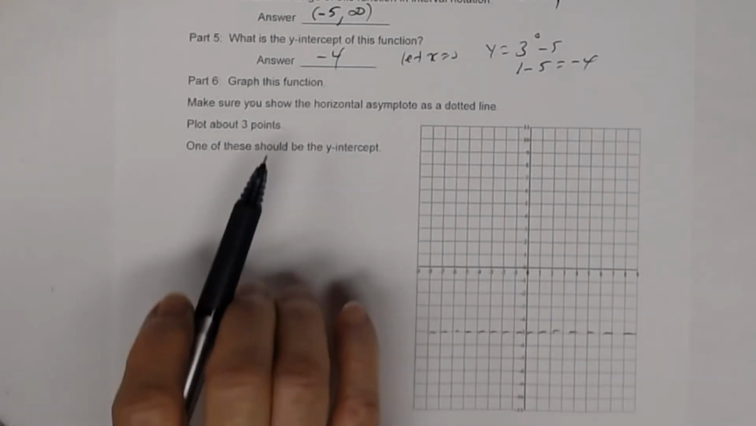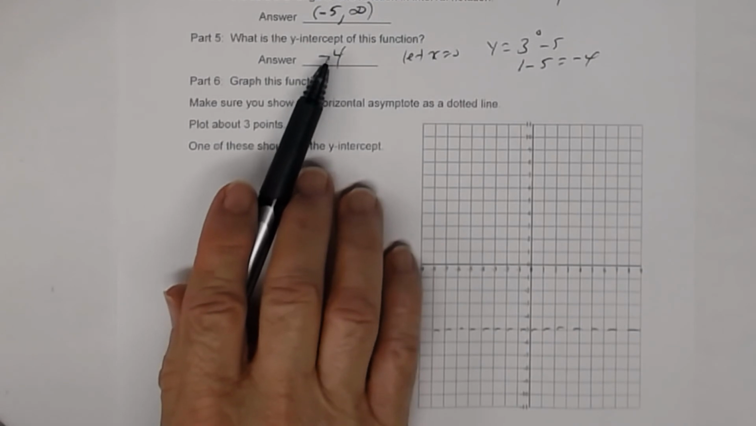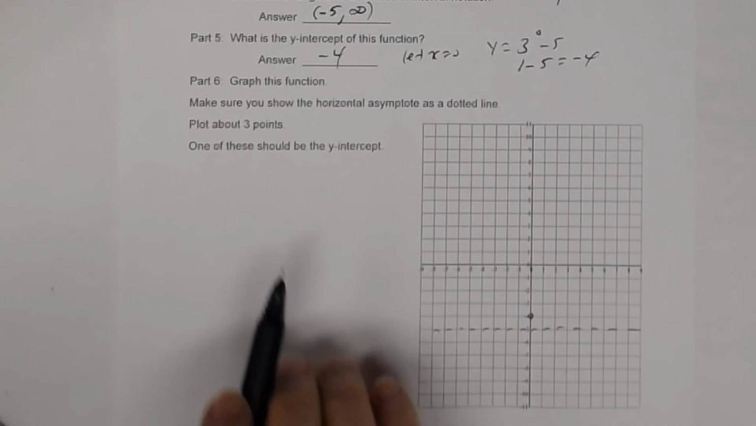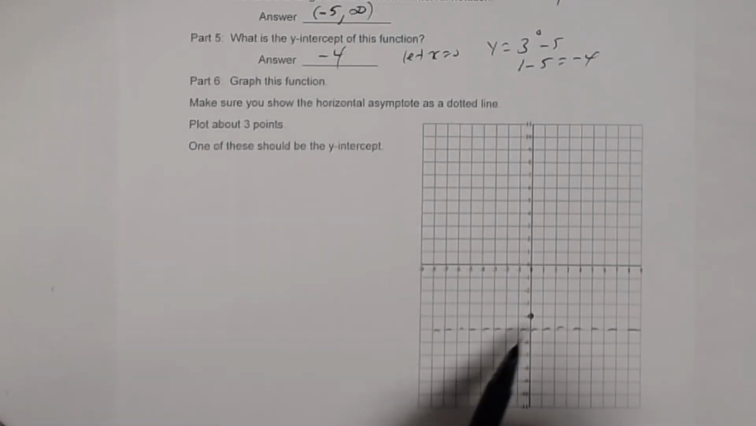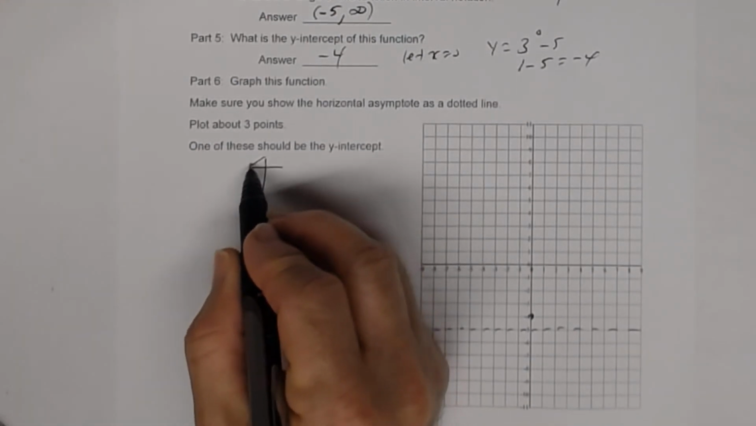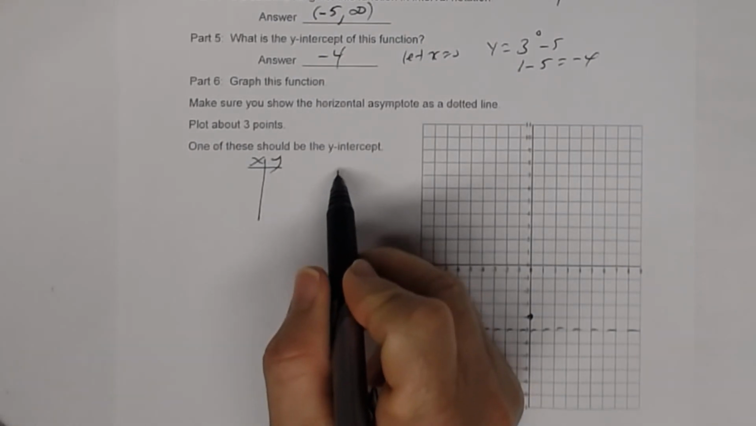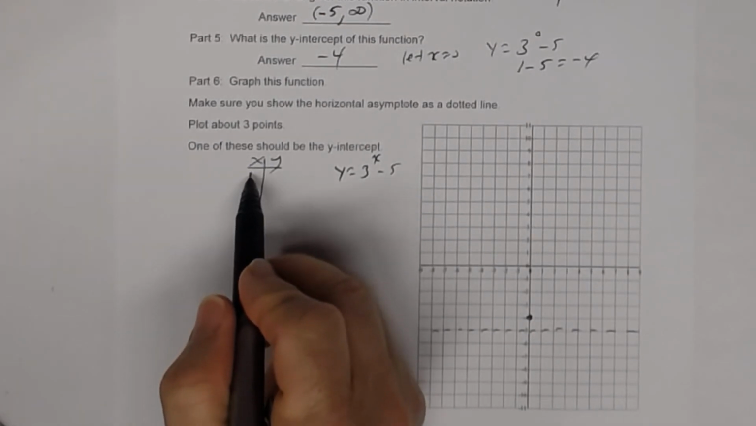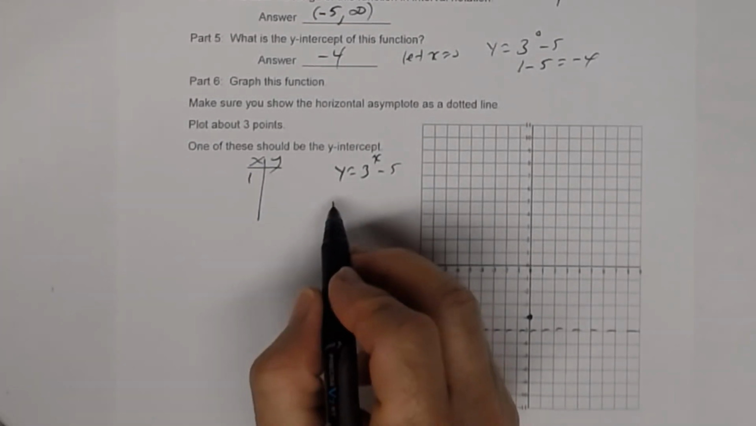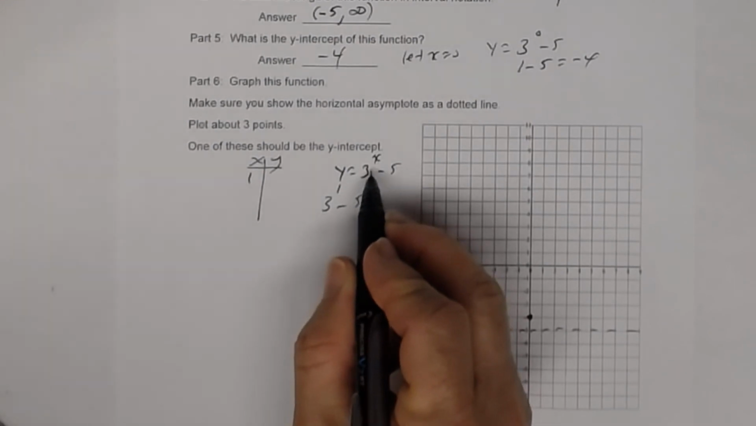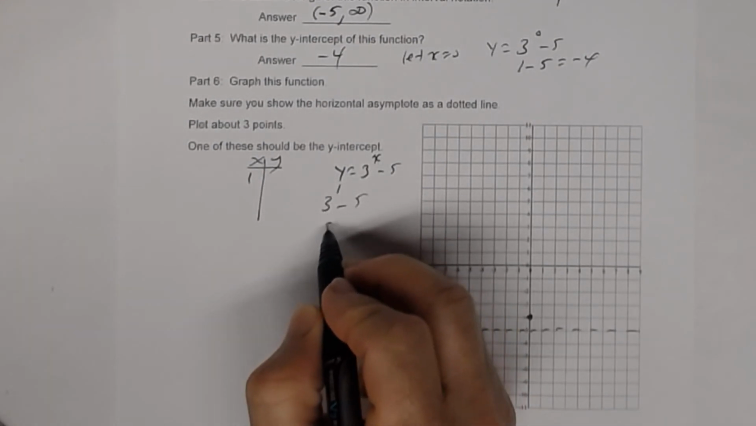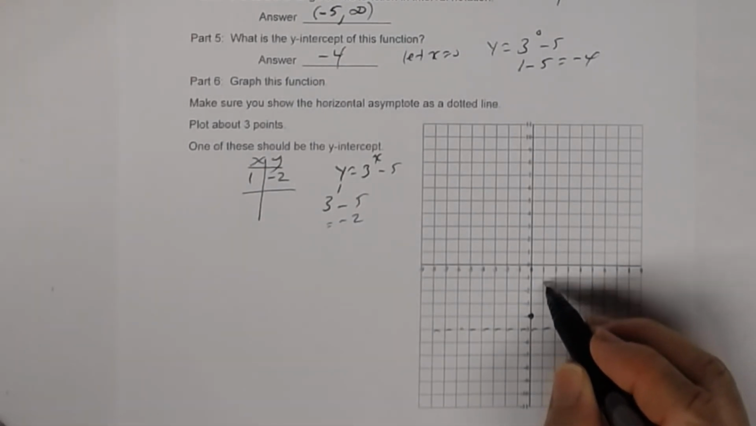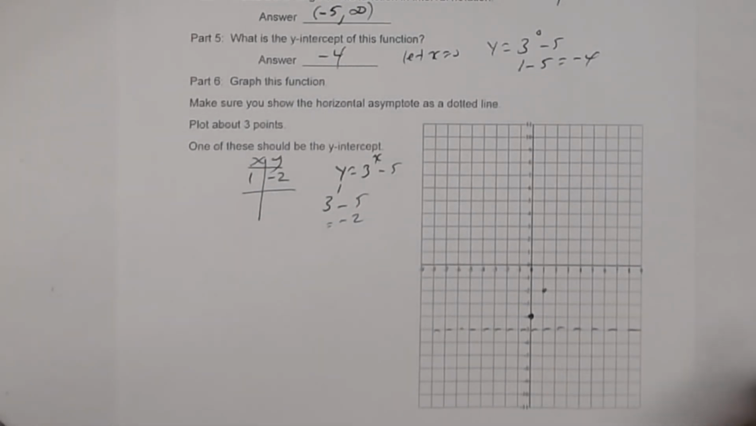I also know one of my points. One of the points on the graph is the y-intercept, negative 4 right here. Now all I need is 2 more, so let's use the t-table. Here's my function, y equals 3 to the x minus 5. If x is 1, I get 3 to the first minus 5. 3 minus 5 is negative 2. So when x is 1, my y value is negative 2. So (1, -2) is the other one.